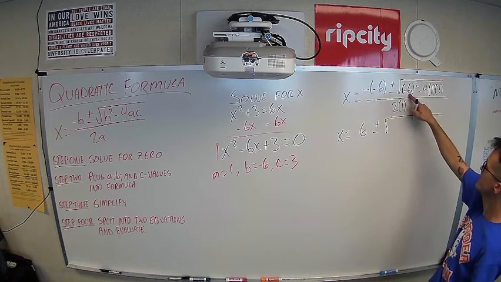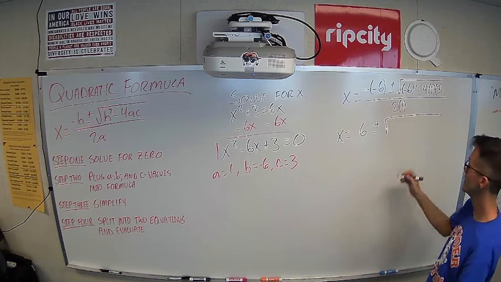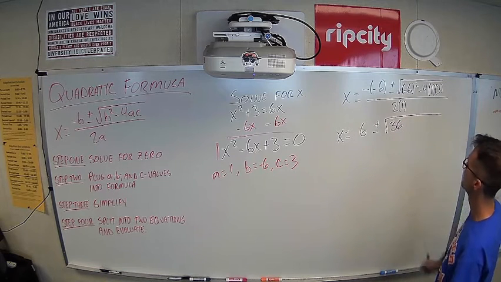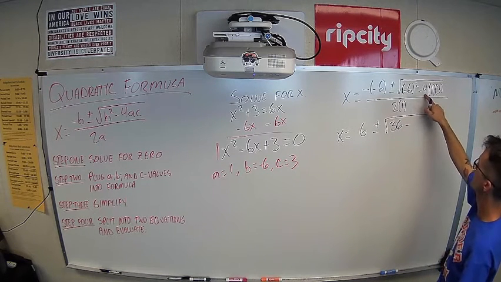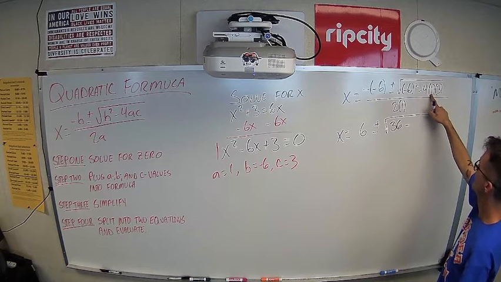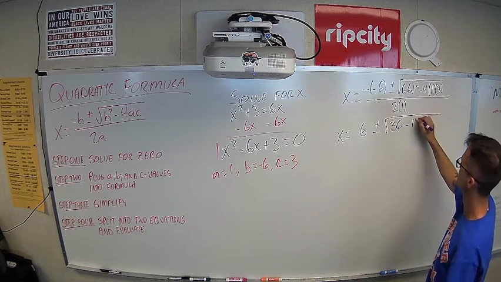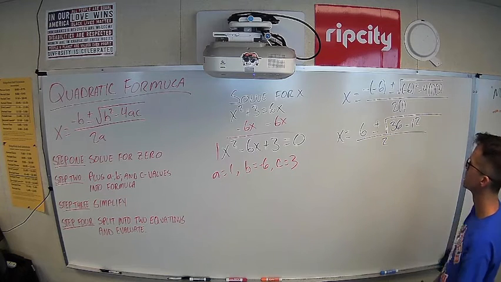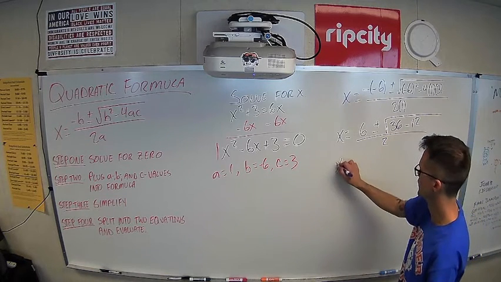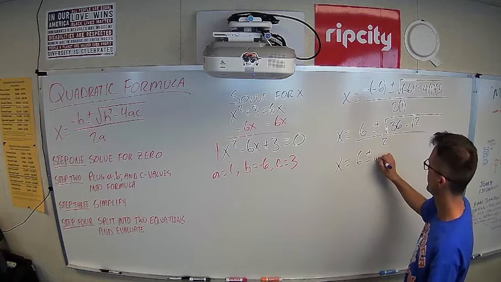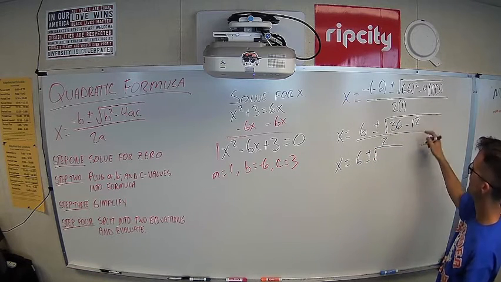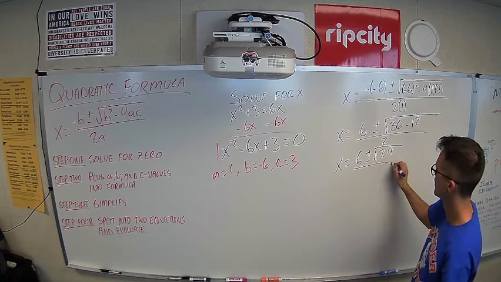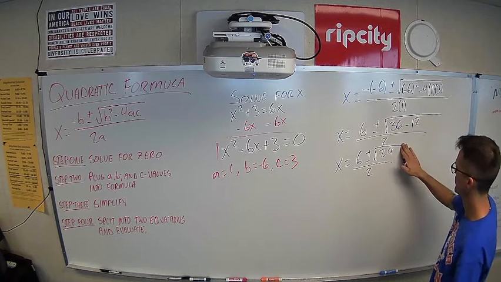Now we have a negative 6 squared. Negative 6 times negative 6 is positive 36, minus 4 times a times c. So 4 times 1, that's 4. 4 times 3, that is 12. Now on the bottom, 2 times 1, that is 2. Cool. It's getting simpler. 6 plus or minus the square root of 36 minus 12, that's 24, all over 2.